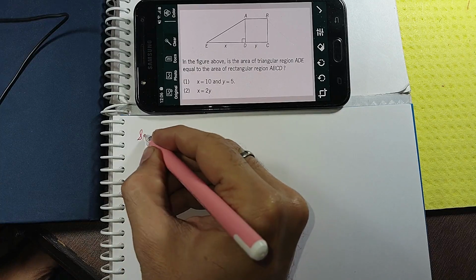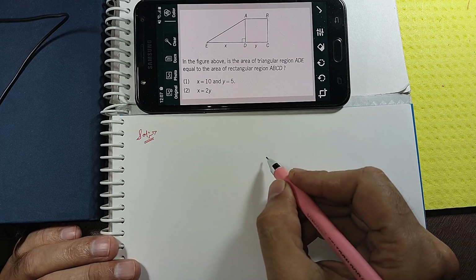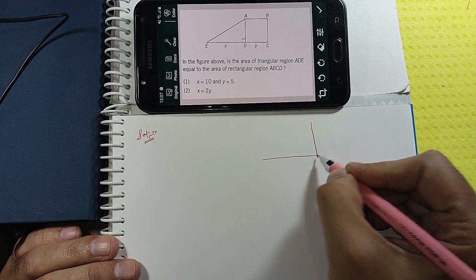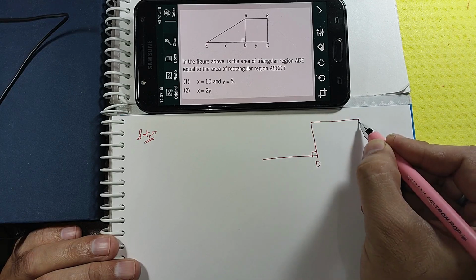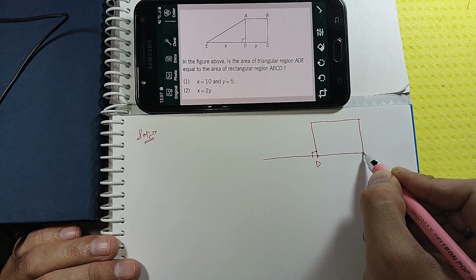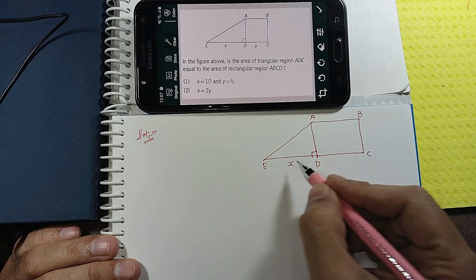Hello students, today's first question is, in the figure above, is the area of triangular region ADE equal to the area of rectangular region ABCD? So we have been given a right triangle, as this angle has been denoted by a right angle, and there is a rectangle sharing a common side AD, and this is E, X and Y.